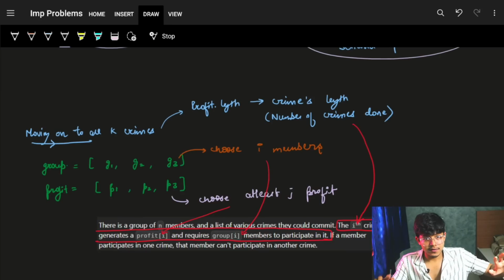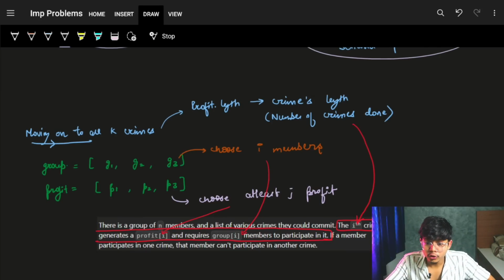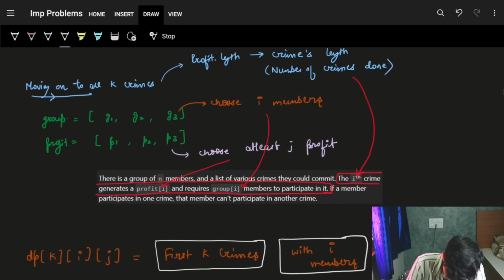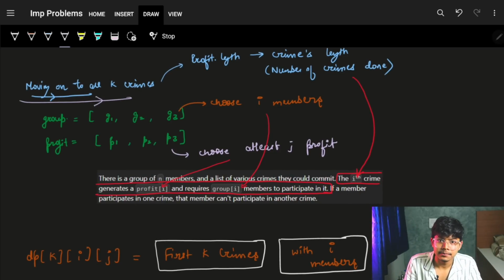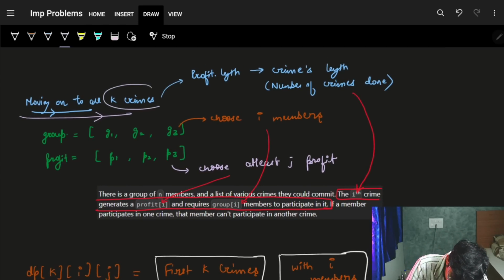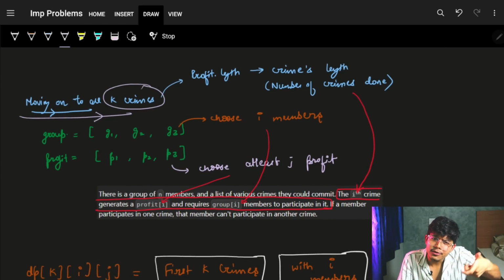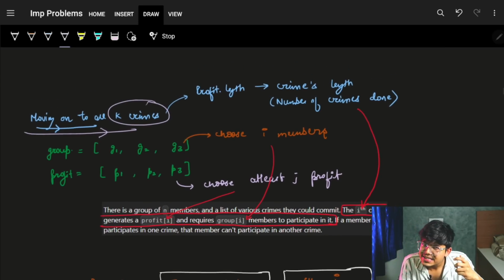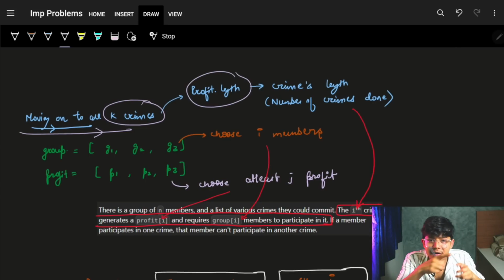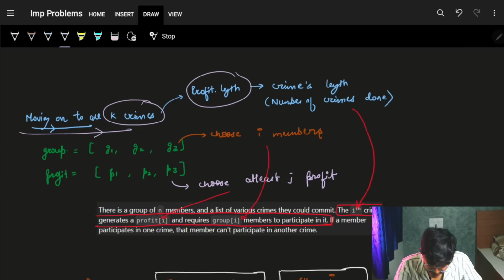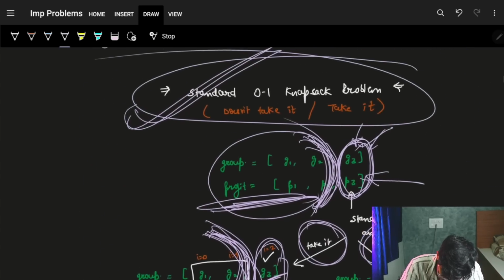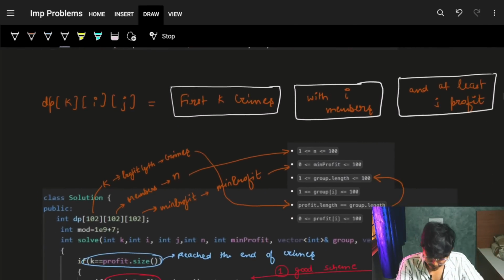That's the same thing which we have to do, which means, as I spoke, I just go to every crime. Right? How do we know how many crimes? I just say, okay, we have K crimes. How do we say K crimes? Because the profit length and the group length are both the same, as in the question itself. Profit length. Okay, you can see the profit length here.